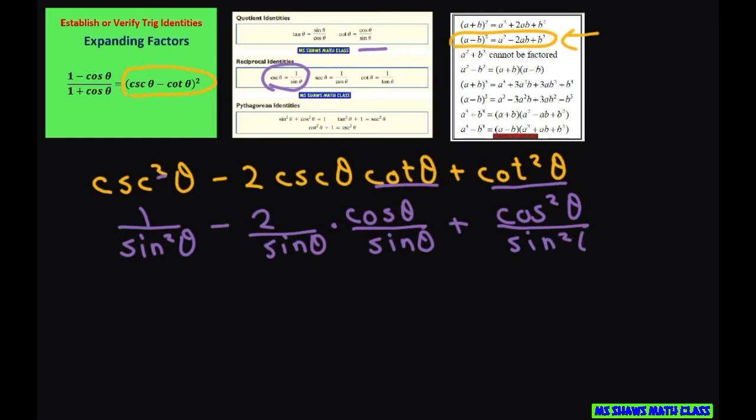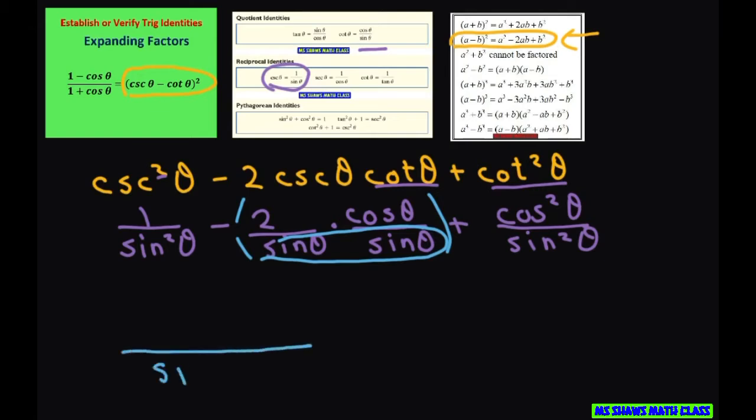It's the same thing. Now what I notice is, multiply these two. This goes together here. That's sine squared. So we have the same denominator. So it's going to be sine squared of theta. And the numerator is going to end up being 1 minus 2 cosine theta plus cosine squared of theta.